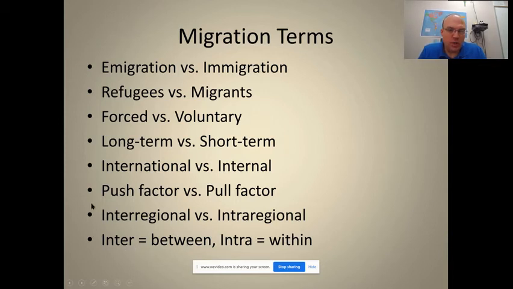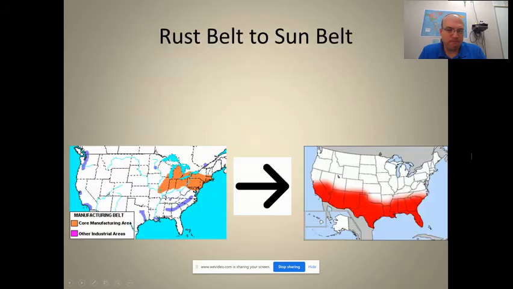So if you have an interregional move, you're going to move from one region to another one. You move from Missouri, like I did, the Midwest, to the Rocky Mountains in Colorado. That's an interregional move. An intra-regional move is when I moved from Denver to Aurora. More recently, my wife and I moved from Denver to Aurora. That would be considered an intra-regional move because we moved within this Rocky Mountain region.